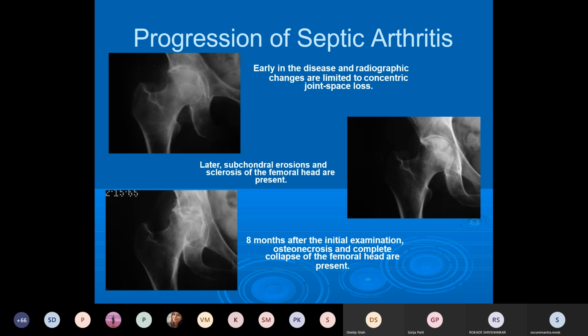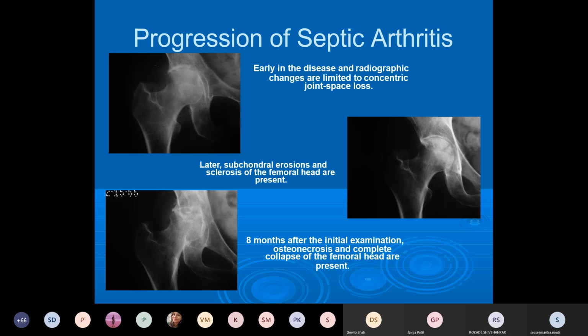Now, septic arthritis progression: in early cases of the disease, it will be limited to concentric joint space loss. So the initial finding in septic arthritis will be only the narrowing of the joint space. Later on, it will lead to subchondral erosions and sclerosis. So there will be subchondral erosions and sclerosis of the femoral head.